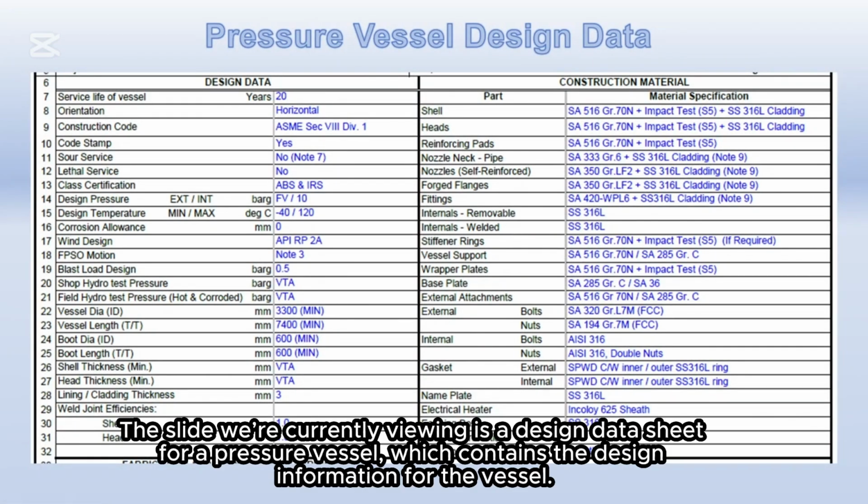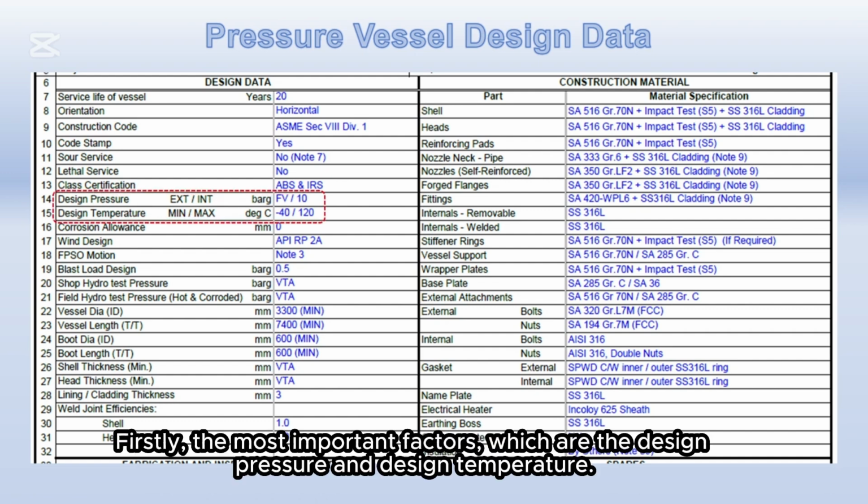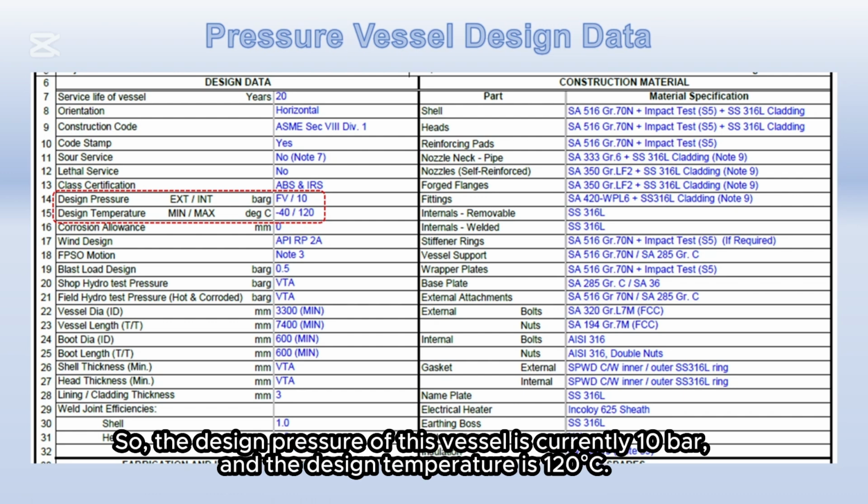The slide we're currently viewing is a design data sheet for a pressure vessel, which contains the design information for the vessel. Well then, let's take a look at the design information of this vessel. Firstly, the most important factors, which are the design pressure and design temperature. So, the design pressure of this vessel is currently 10 bars, and the design temperature is 120 degrees Celsius.